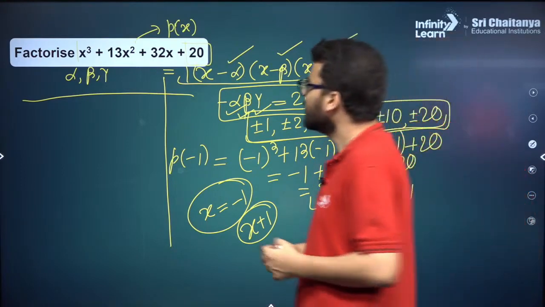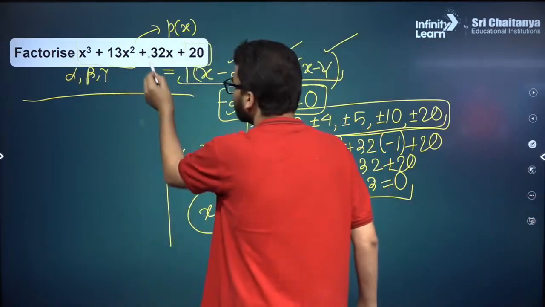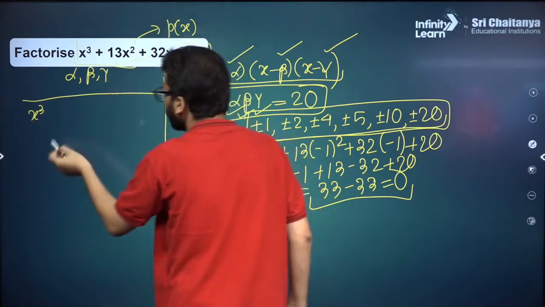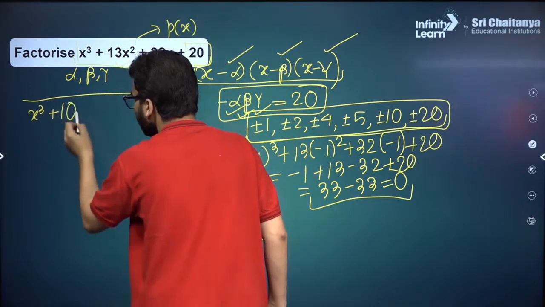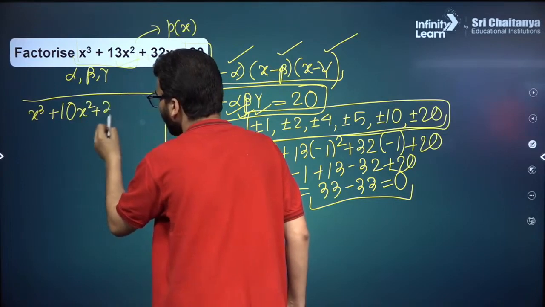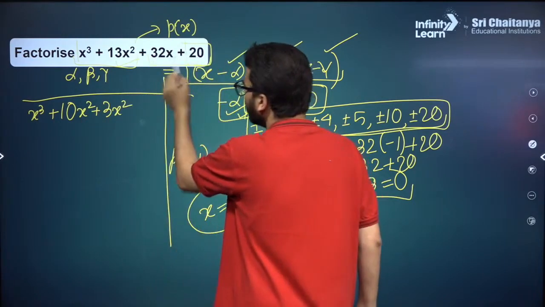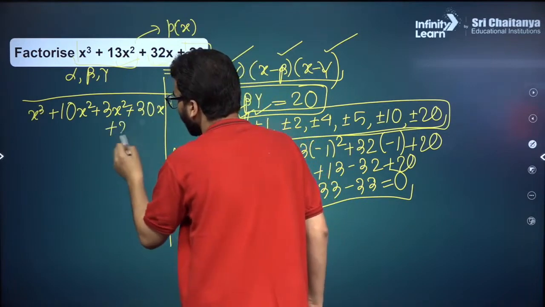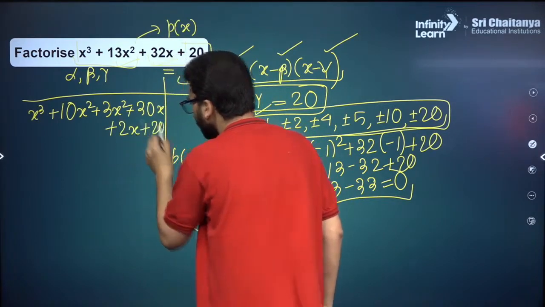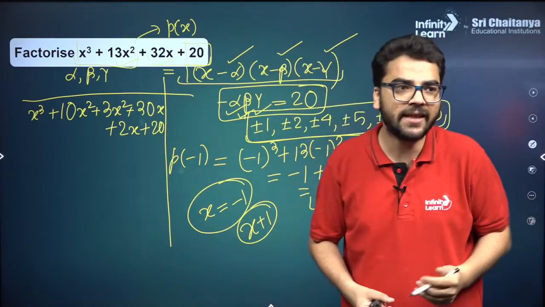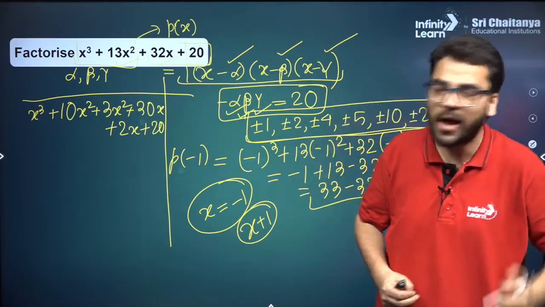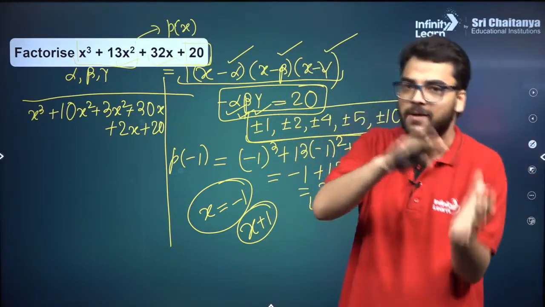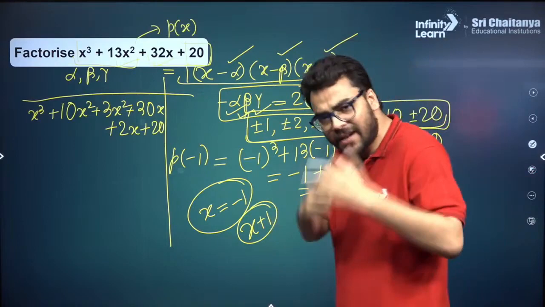Don't spam over there. So you see, this is x cube plus 13x square and this. So what I can do, 13x square can be written as plus 10x square plus 3x square. I hope you got it. In the same manner, 32x can be written as 30x plus 2x, and plus 20 is there. You got it? Now you will say how I got this logic in my mind. I got this logic because I had thought earlier that x plus 10 will be coming as common, and that will come with practice, guys.